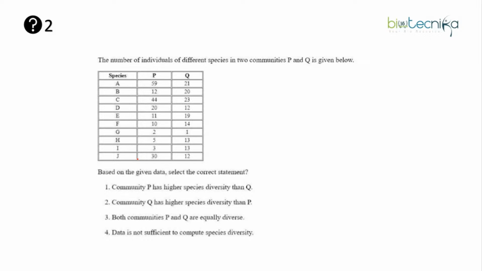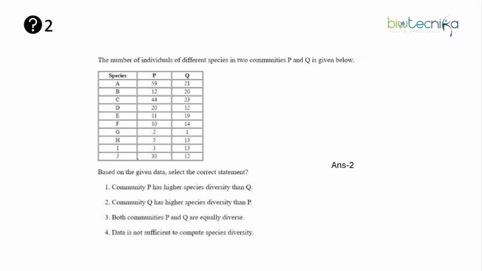Richness is actually talking about the different kinds of species that you have, or the different types of species that you have, right? So, obviously, we can see here that both the communities have the same set of species, A to J, right? So, richness wise, both the communities are the same. What is the other parameter? Evenness. If you judge by evenness, you will see that Q is more even than P. So, it's likely that community Q has higher species diversity than P.